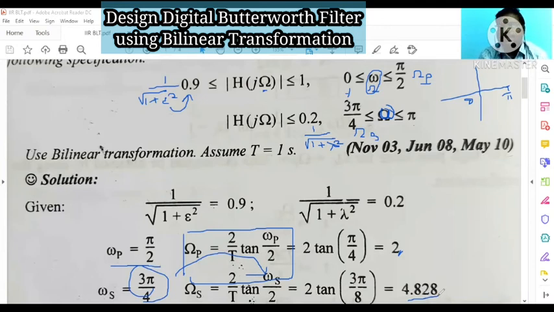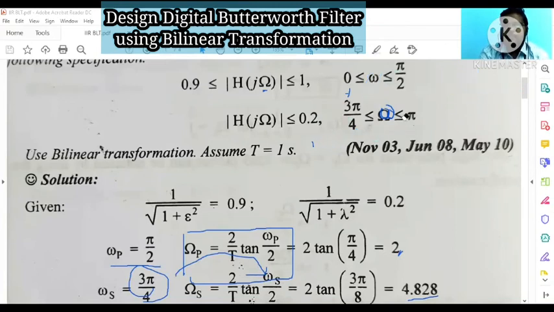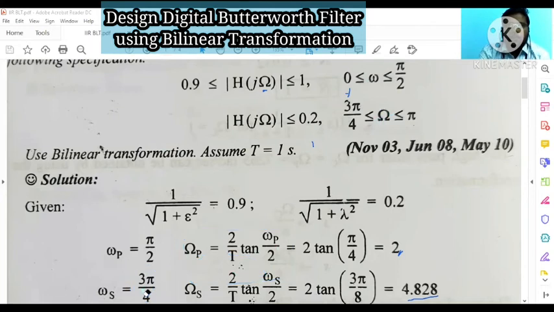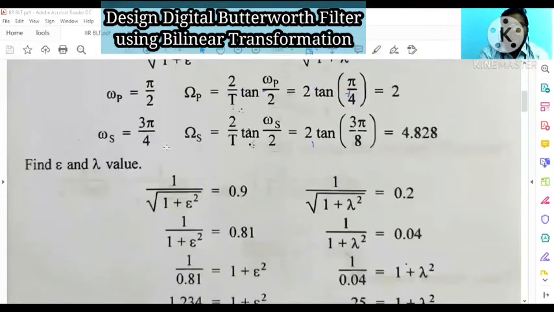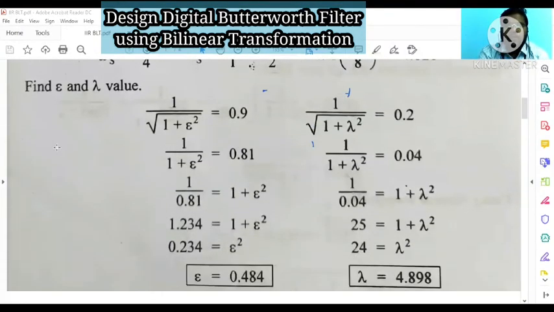Now you need to calculate epsilon and lambda. So from this you have to find epsilon, from this you have to find lambda. Let us see one by one. I'll just erase all this content. See, find the epsilon and lambda values. How to find it here? 1 divided by root of 1 plus epsilon square equals 0.9.